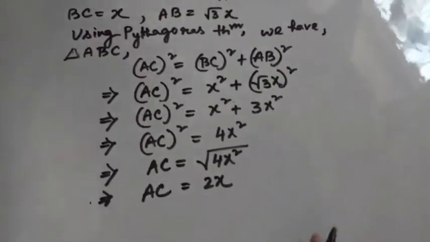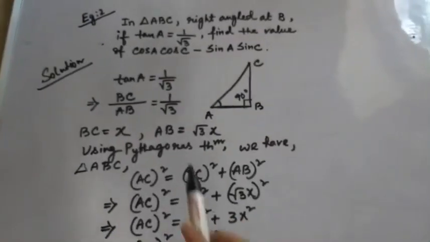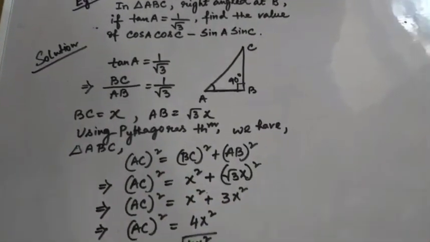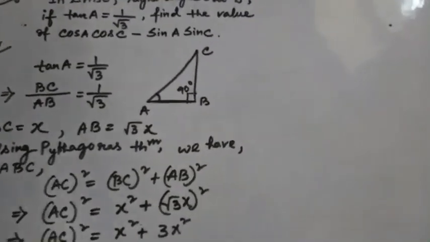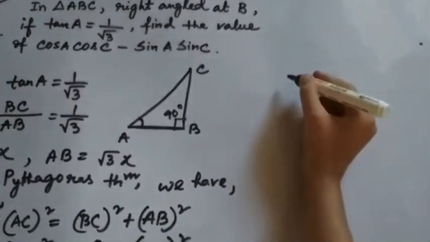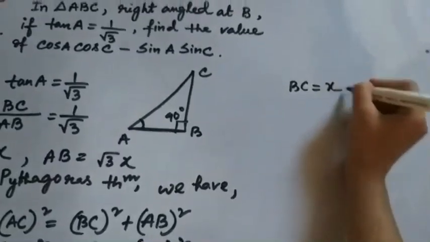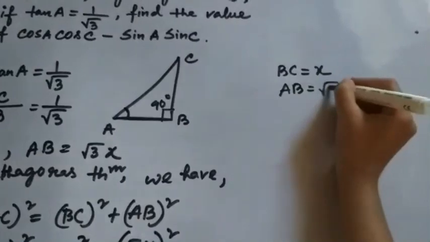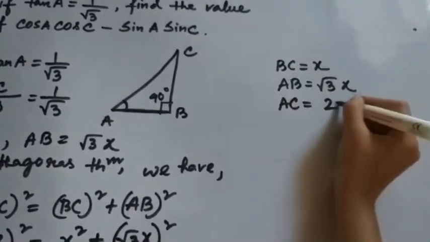Now we have to find out the values of what is given in the question: cos A, cos C, sin A and sin C, right? So first we have to write down the values of the perpendicular, base and hypotenuse. So BC equals x, AB equals root 3x and AC equals 2x.